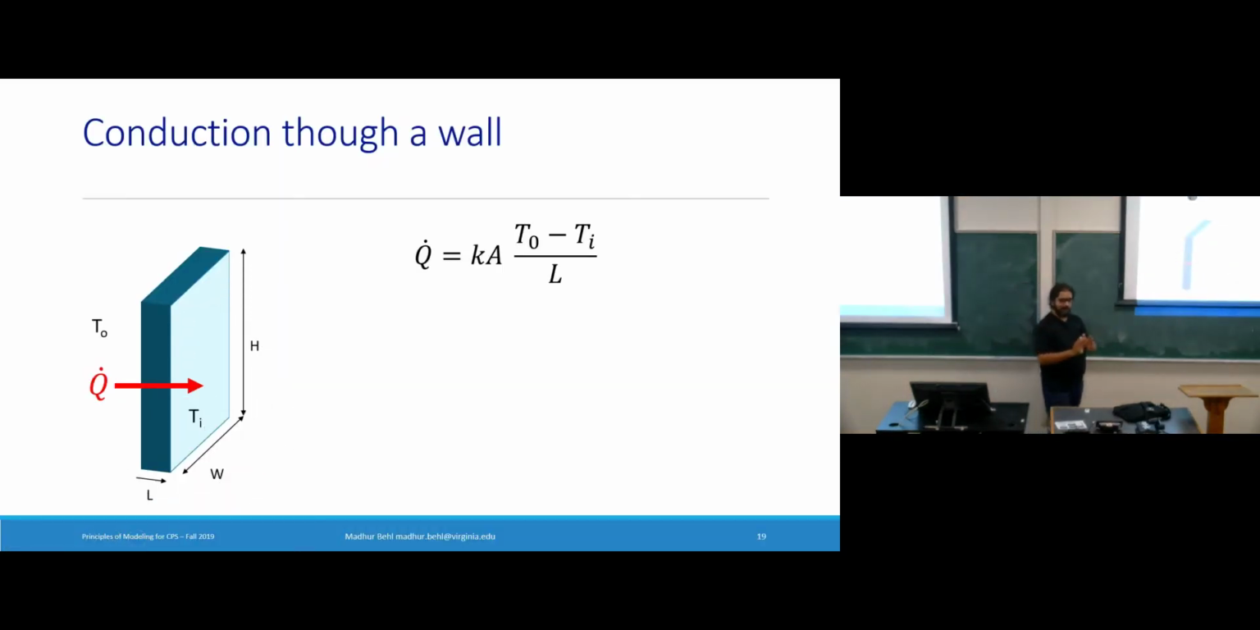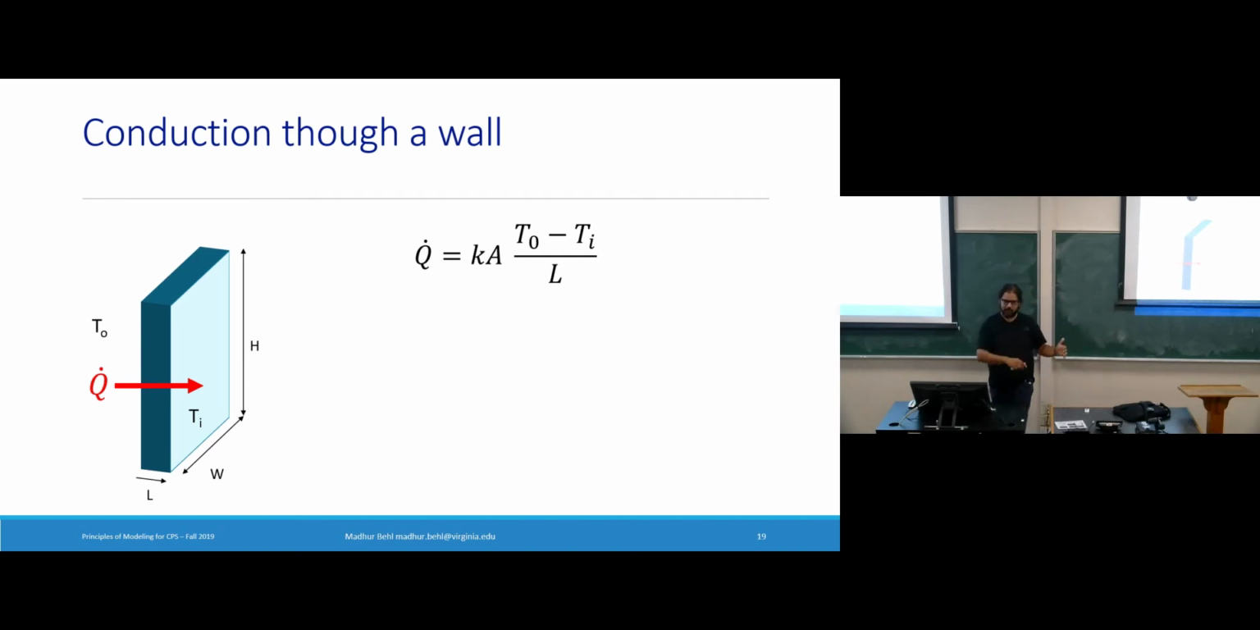So already we are simplifying things, because really T inside is a distribution of its own. But we are saying that you can say the average temperature of the inside surface of the wall is given by a single point measurement. And the same is for the outside surface. This wall itself has a depth L and a cross-section area of width by height.